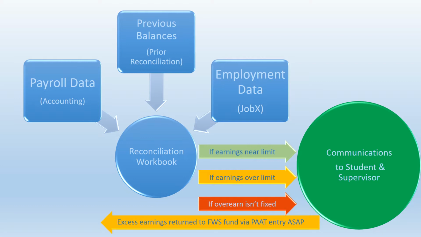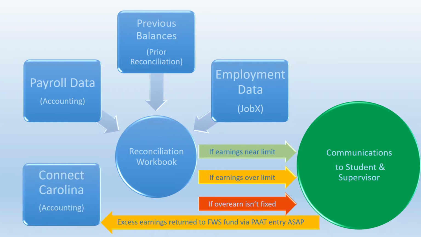Supervisors will then be requested to, if there is an over-earning, send those over-earnings back to the work-study team using a PAT entry, which is a way of switching the payroll from the federal work-study or Carolina Works funding back to department funding. And we ask that this is done as quickly as possible. It's accounted for in Connect Carolina, and then that information feeds back into payroll, and you see a cycle of this.